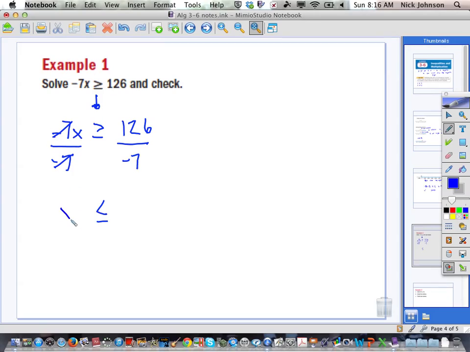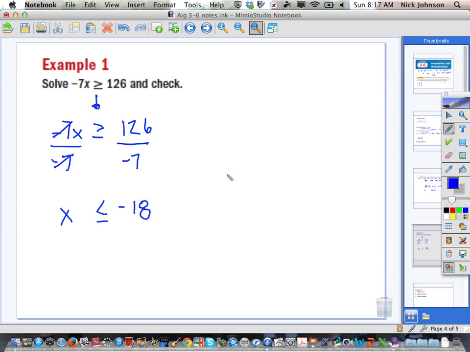Those divide out, leaves me with x. Okay. 126 divided by a negative 7. A positive divided by a negative is a negative. And 126 divided by 7 is 18.